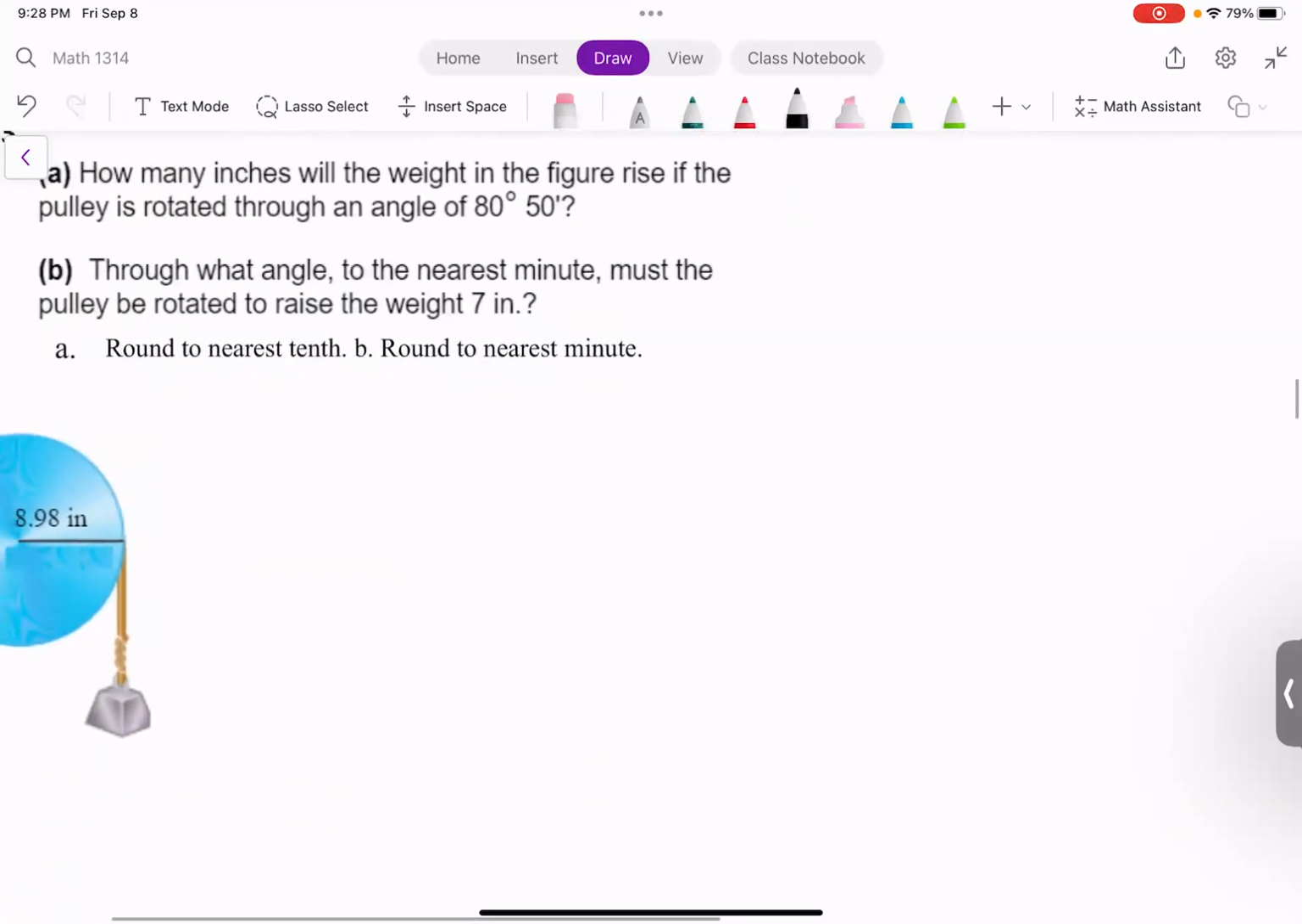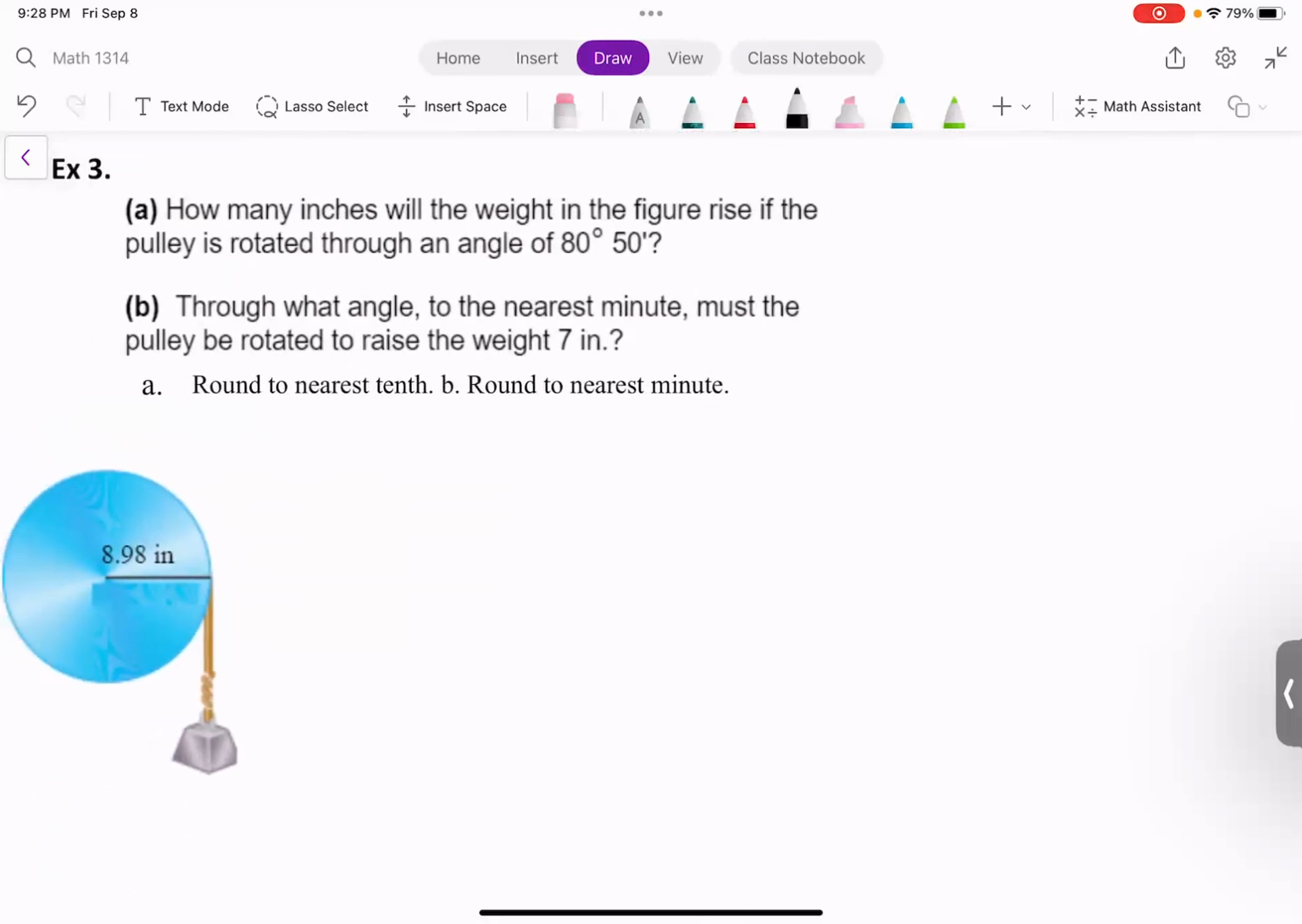Example 3: How many inches will the weight in the figure rise if the pulley is rotated through an angle of 80 degrees 50 minutes? So this pulley is rotating this way, for example, so my weight is going up. The question is asking how many inches the weight will rise. So, for example, I start from here and then move up this distance.